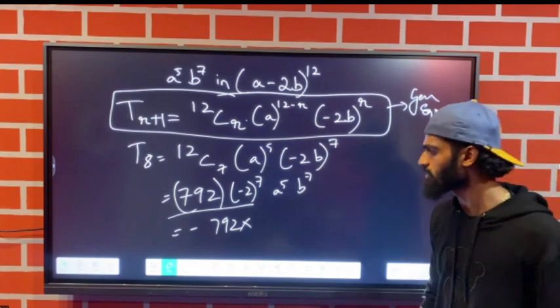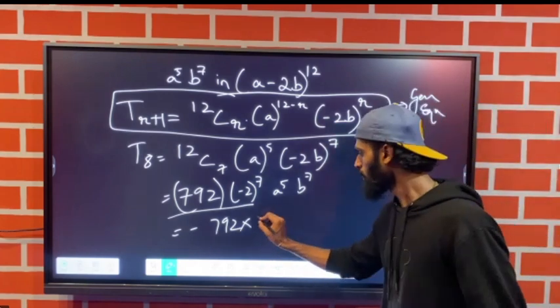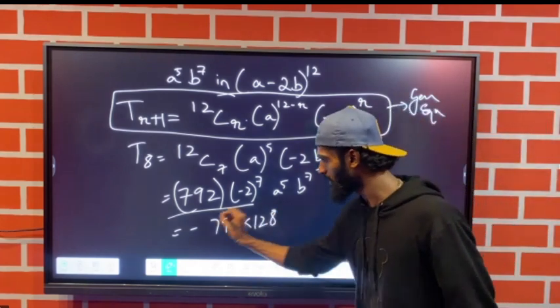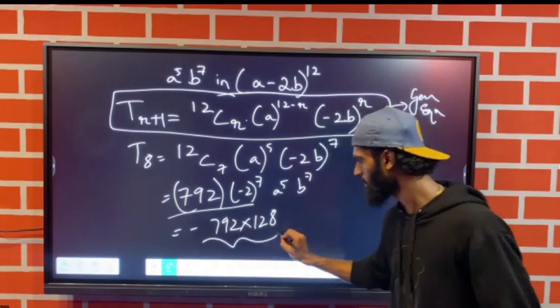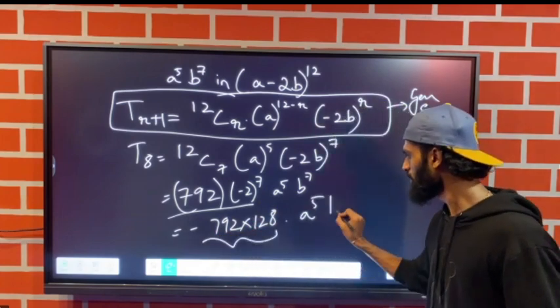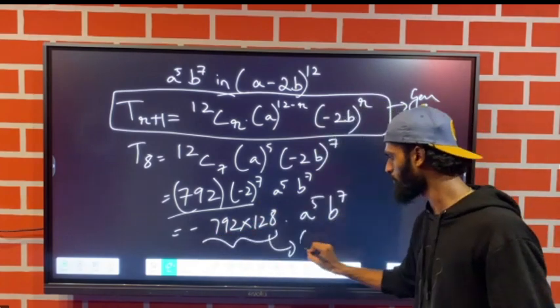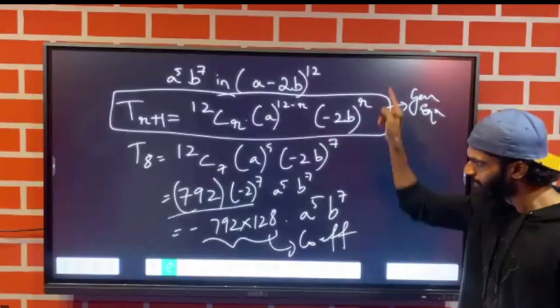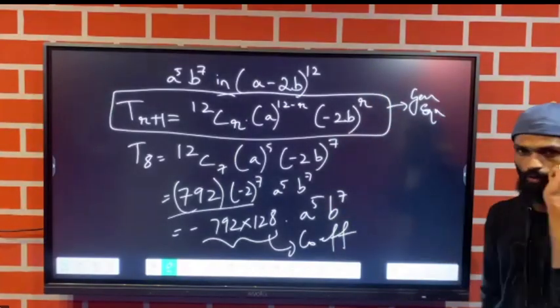2 power 5 is 32, 32 times 2 is 64, 128 I guess. I'm not sure. Check. 128. You multiply both of them using a calculator, you'll be getting some answer into a to the power 5, b to the power 7. This is your coefficient. This question is a 3 marker. Numbers are bigger. That's right.